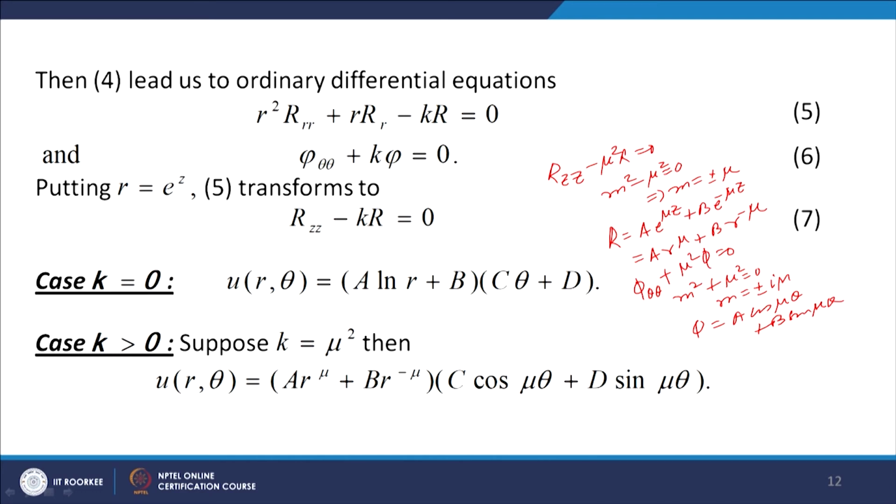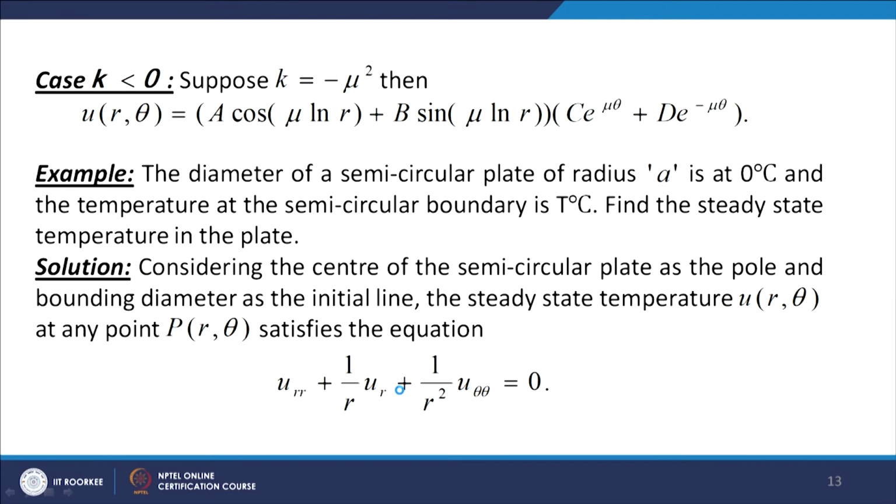So, let me write them as c and d. Okay, so phi equal to c cos mu theta plus d sin mu theta. So, this is the solution in the case k greater than 0. Now, we take the case k less than 0, when k is equal to minus mu square.